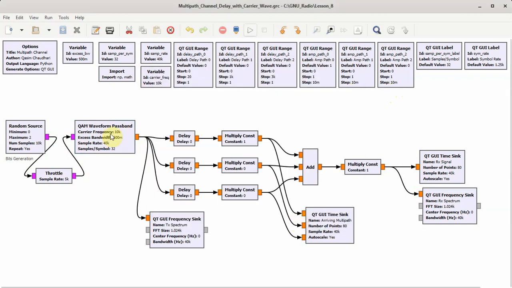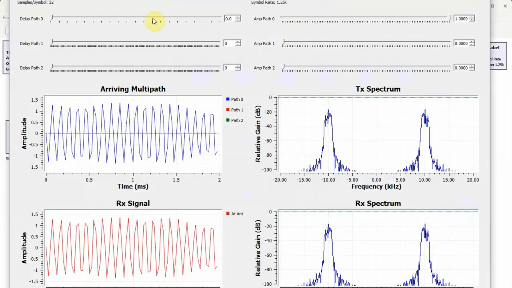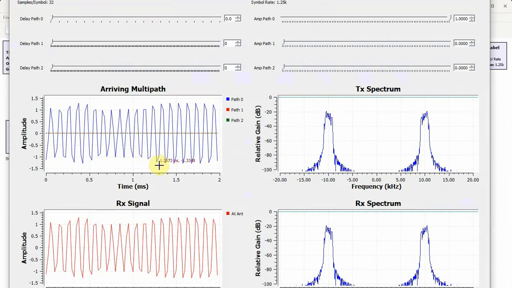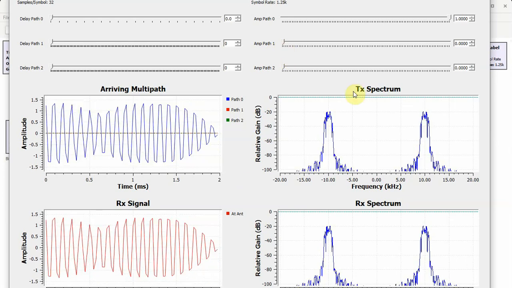This is because we want to see the effect of carrier wave on the arriving signal. These are the three paths with delays and amplitudes, and let us run the flow graph. So there are 32 samples per symbol and the symbol rate is 1.25K. Here we can see that the arriving multipath consists of just one copy. This is for the received signal, and these are the same. And the amplitudes of the first and second multipath are 0.